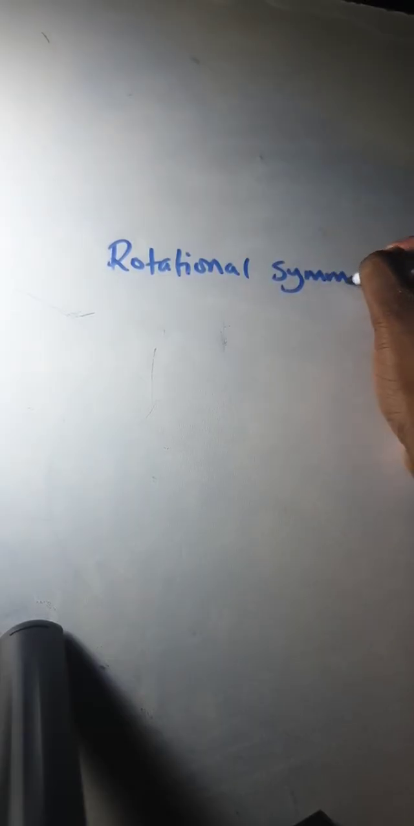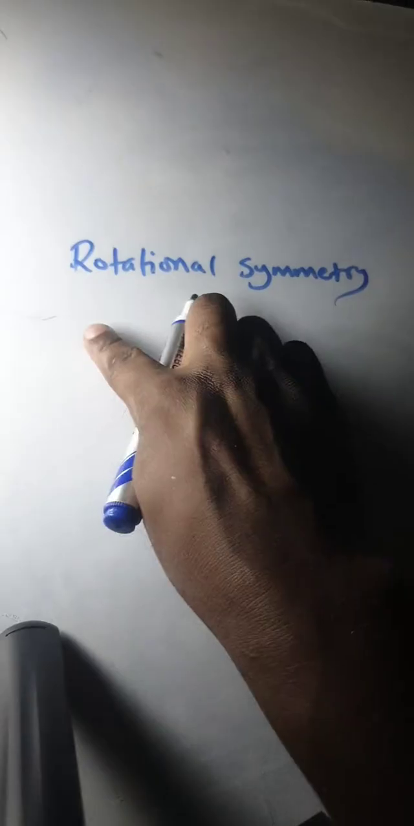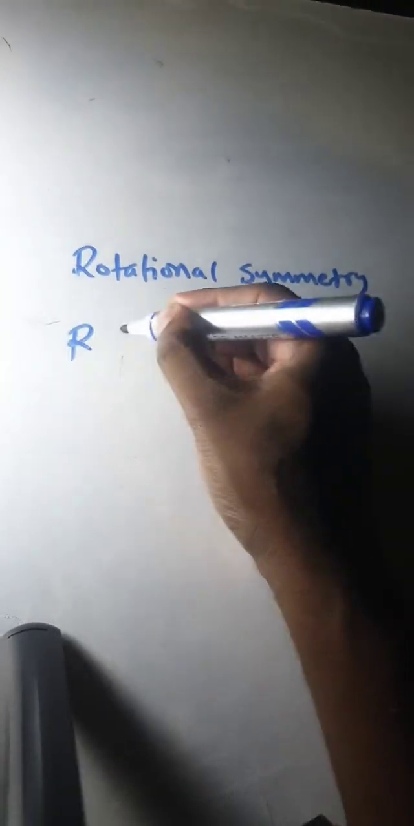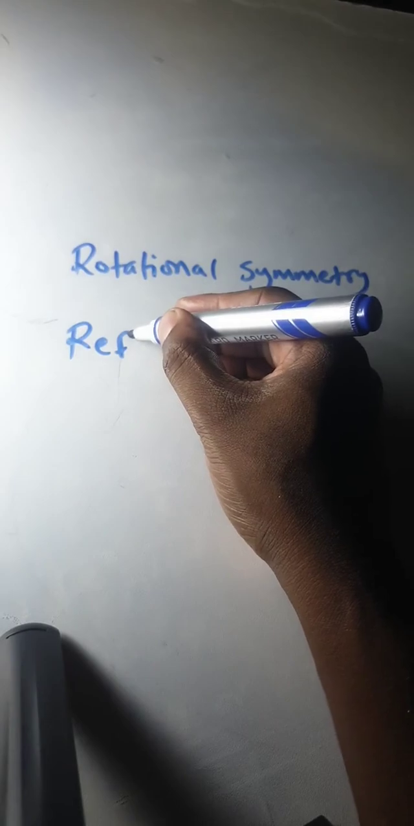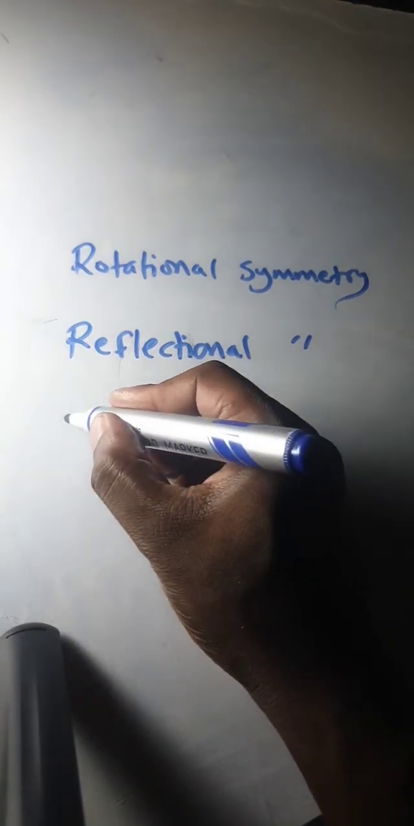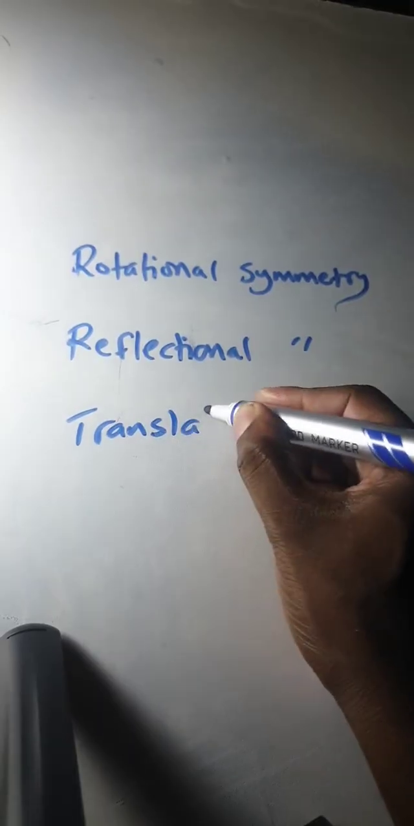What will it require you now, my genius friends? It will require you to first talk about the rotational symmetry. Every time you say describe, talk about this. You start describing it using first rotational symmetry. Then also reflectional symmetry. Then there is also translational symmetry.